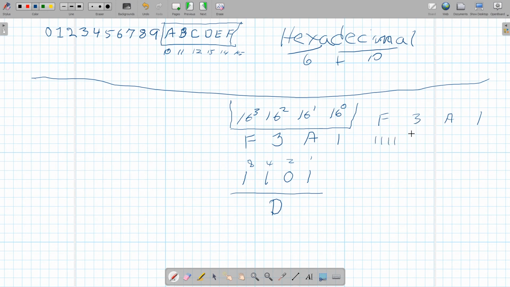We know what a 3 is. It's 0, 0, 1, 1. It's 2 plus 1 is 3. A is 10. That's 8 plus 0 plus 2 and 0 again. And 1 is just 0, 0, 0, 1. See how easy that was? I was able to convert this directly to binary.